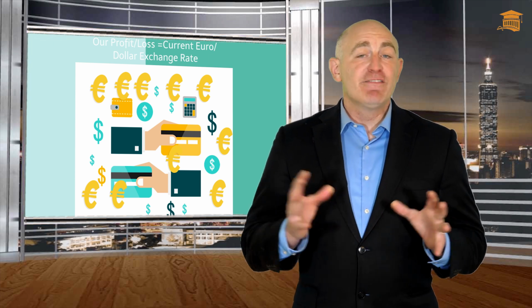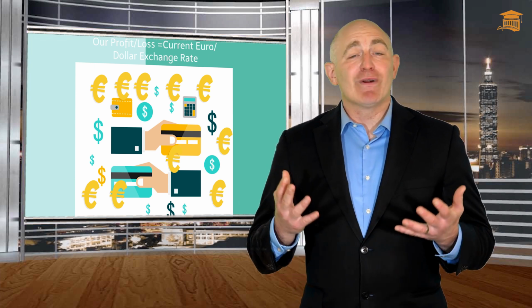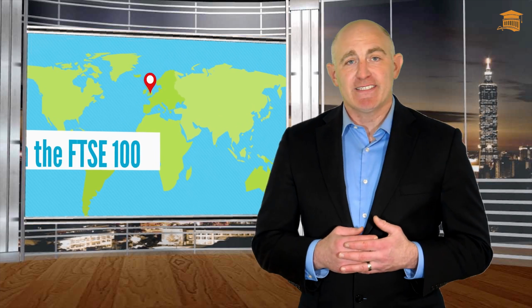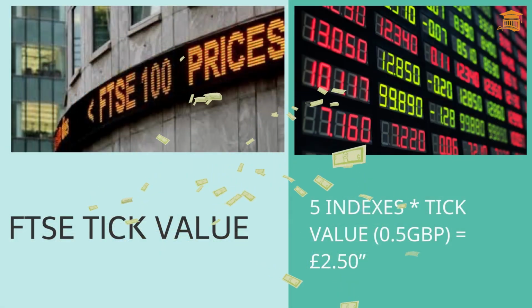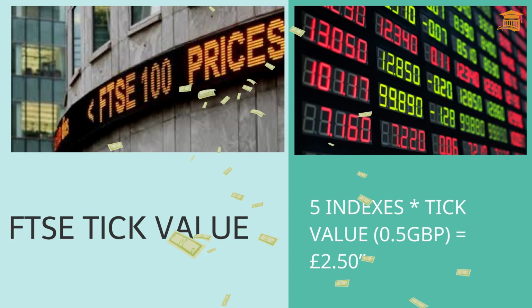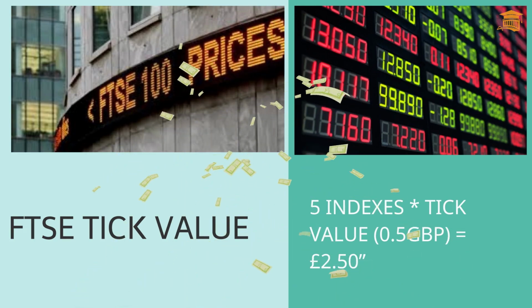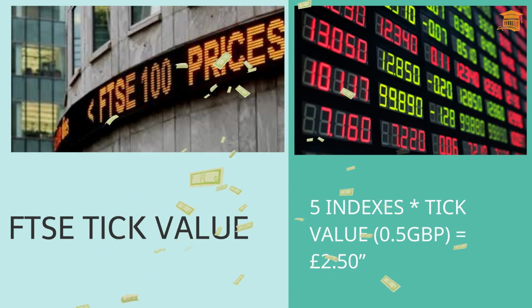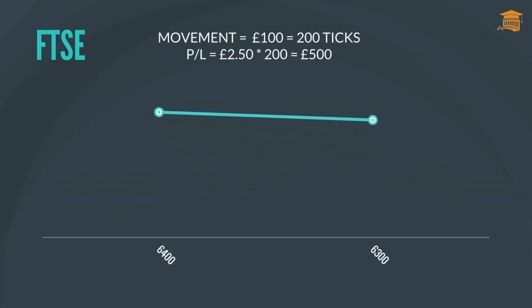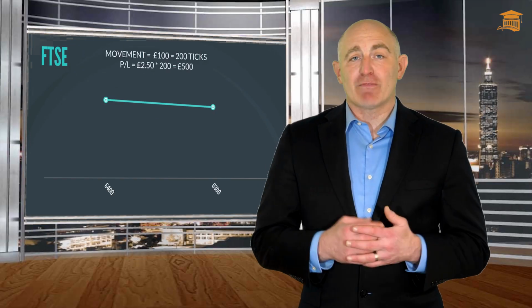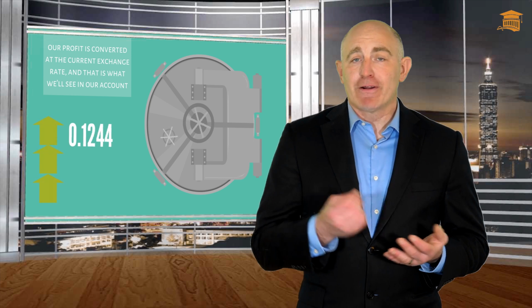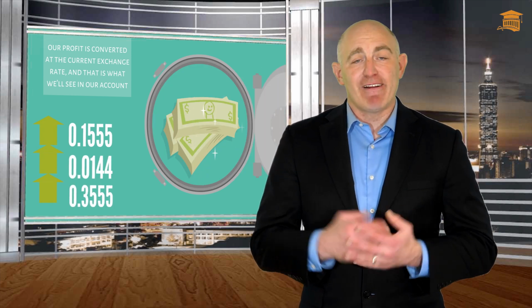If we have a euro trading account, our profit or loss will automatically be calculated at the current EUR dollar exchange rate. For the FTSE 100, this time, let's say we wanted to short sell 5 FTSE indexes. Our calculation will be as follows. 5 indexes times 0.5, which is a tick, equals £2.50. And every time the FTSE moves 50 UK cents, the value of a FTSE tick, we will gain or lose £2.50 since we bought 5 indexes. So say the FTSE moved from 6,400 to 6,300. We would make £500. Again, if we have a euro or US dollar platform, our profit is converted at the current exchange rate, and that's what we'll see in our account.